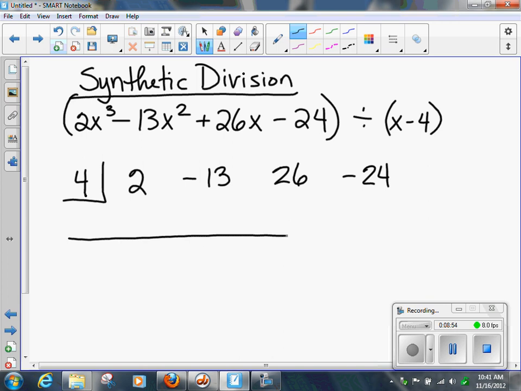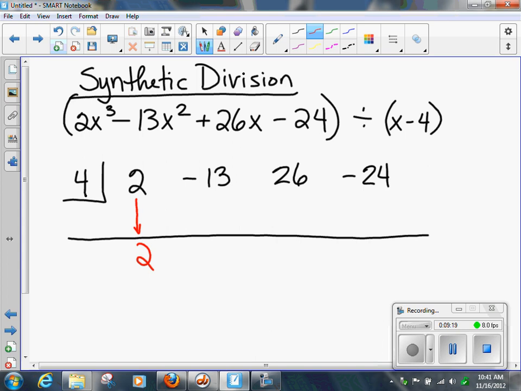Skip a line and draw a line. Okay, now check this out. Watch this. Bring down the 2. Whatever that first coefficient is, bring it down. Okay? This is kind of cool.